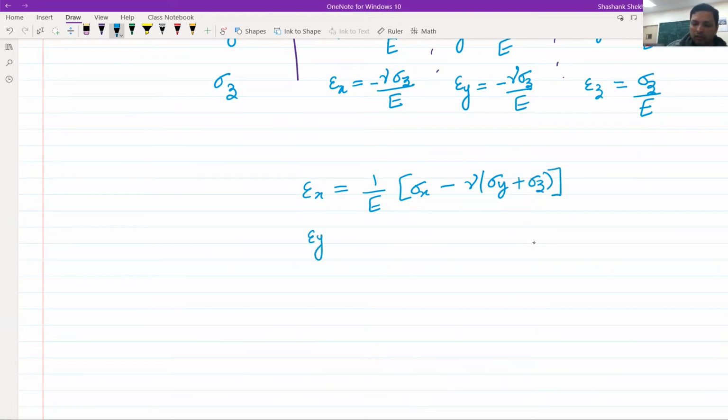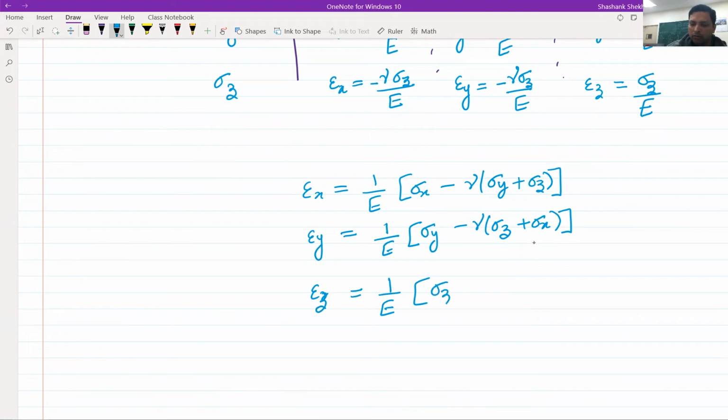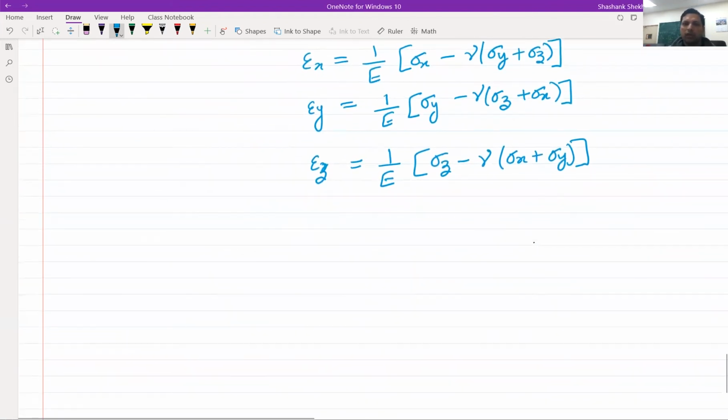Similarly, for the y, it will be sigma y minus nu times sigma z plus sigma x. And for epsilon z, it will be equal to 1 by E, and this is for the normal stresses. For the shear, we can also get tau xy.